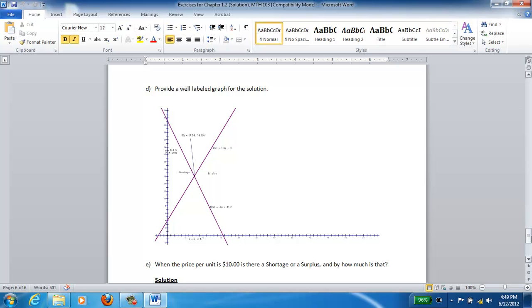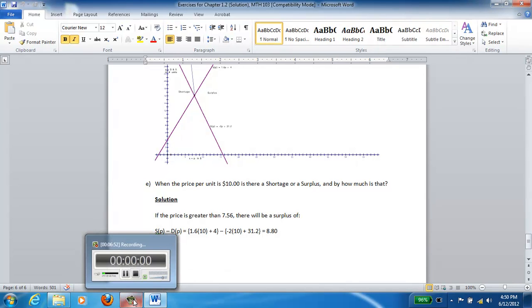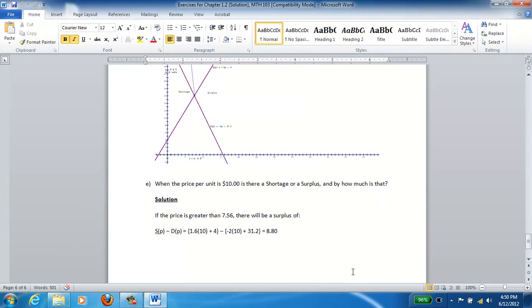The last part of this question is, when the price of a unit is $10, is there a shortage or a surplus? And by how much? We can see from the area where $10 is located that in that case the supply is greater than the demand. When the supply is greater than the demand, we see that there's going to be a surplus. Subtracting the two values, 1.6 times 10 plus 4 minus (-2 times 10 plus 31.2), gives us a surplus of approximately 8.8 thousand units.